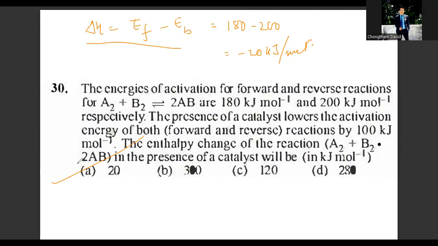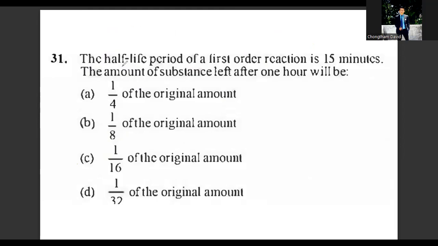Question 31. The half-life period of a first order reaction is 15 minutes. The amount of substance left after 1 hour will be? So given half-life is 15 minutes and time is 1 hour, which is equal to 60 minutes. From the general rule, total time will be n into that particular half-life. So you have to find n. 1 hour is 60 divided by the given half-life 15, so you have 4.